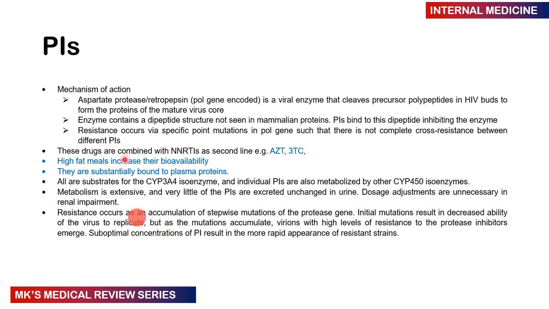Resistance with the protease inhibitors occurs in a stepwise manner on the protease gene. The initial mutation results in a decrease in the ability of the virus to replicate. Then, as the mutations accumulate, a high number of virions with high resistance to the protease inhibitors emerge. Suboptimal concentrations of the protease inhibitors are what cause resistance of the strains. And all this ties into adherence and compliance on the drug, as well as drug dosing: giving the right dose and taking the drugs at the right time.